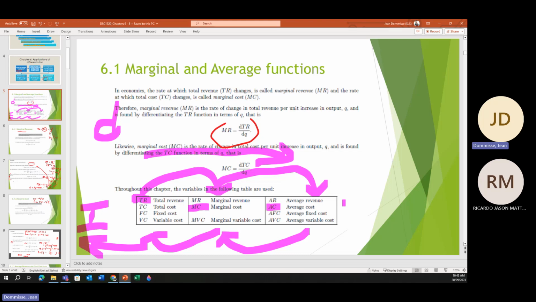So this table is one of those that I really like, because it does nearly bring chapters 6, 7, and 8 together in when we need to work with total cost, marginal cost, average cost, total revenue, marginal revenue, average revenue. So it really does bring those concepts together.